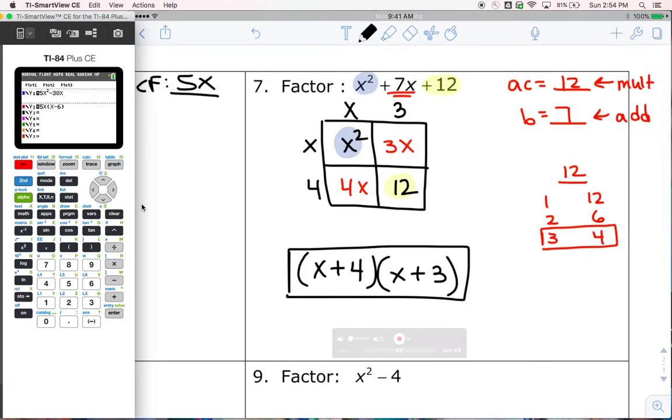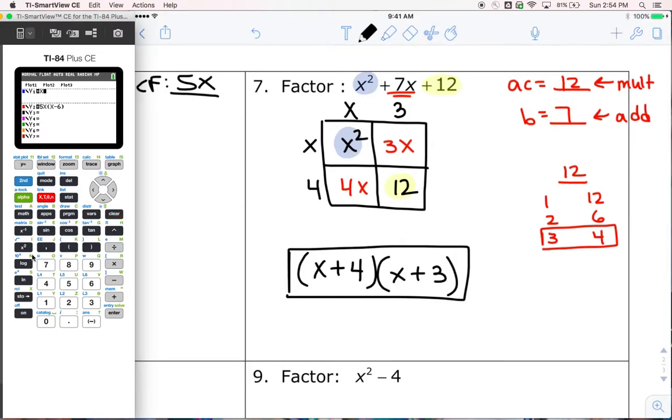Again, to check my answer, we would type in the original x squared plus 7x plus 12. And then in the one below it, we would type in what we think the answer is. So we've got parentheses, we're going to type in x plus 4 and x plus 3. And then once you've got these typed in, remember we're just going to go to the table. So we hit second graph, and we see that we're right. All our y1s and y2s are matching.